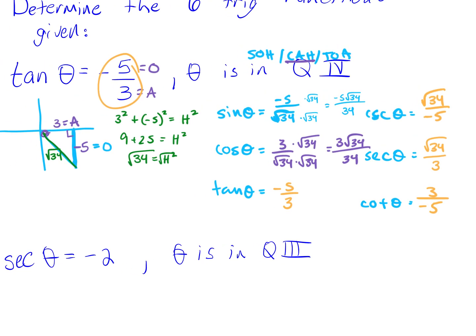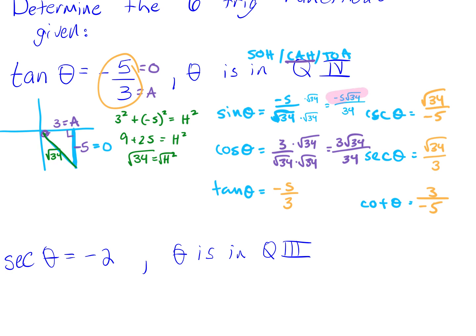So these would be our 6 trig functions. The last thing I would recommend to do is always check your signs. So we're in the 4th quadrant. So we have all students take calculus. Only sine and its reciprocal should be positive. Everything else should be negative.